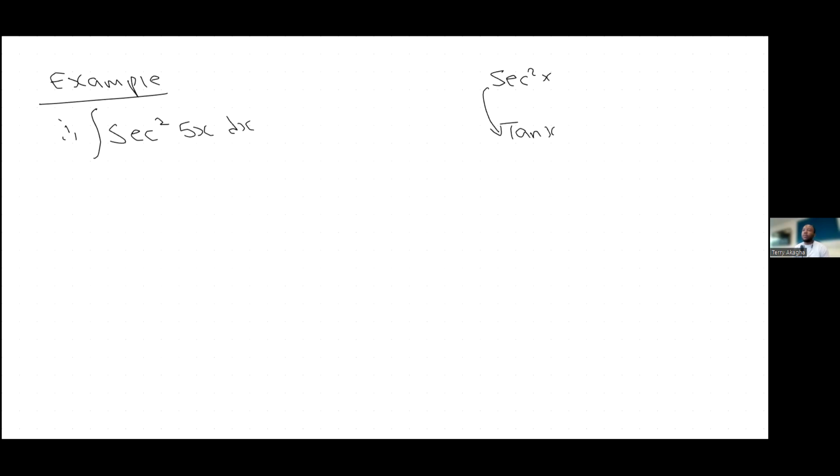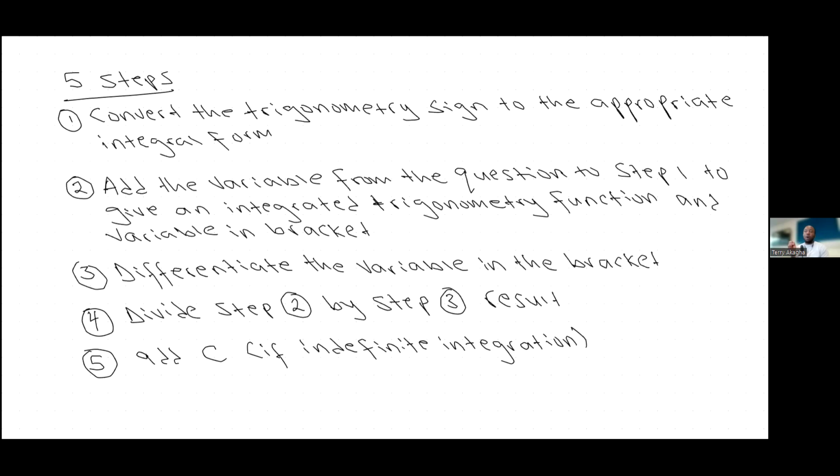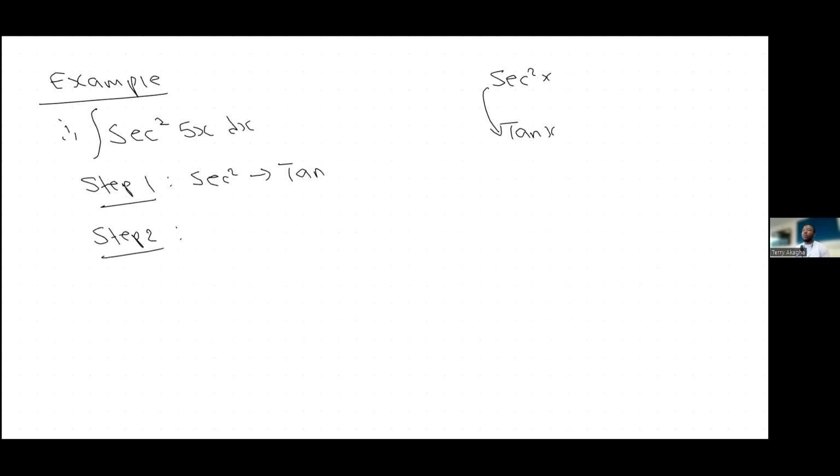So that means step 1. So we have sec squared is going to give us what? Tan, all right? So that means step 2. We'll go to step 2 now. So step 2 now said that we then have to add a variable from question 1 to give the integrated trig form with the variable in bracket, okay? So basically what we are going to do is that we're going to remove the sec. So having sec squared now, we're going to have tan this time. And it's going to be tan 5x. Are you seeing it?